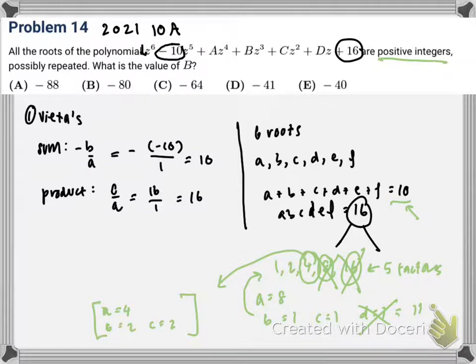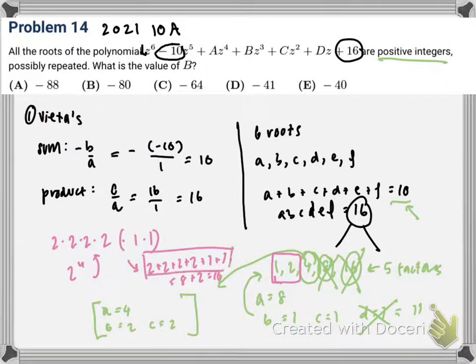If I go through all this, I realize that I'm going to have to stick to my smallest factors, which are 1 and 2. I'm going to have to use 2 times 2 times 2 times 2, so 2 to the power 4, which is 16, times 1 times 1. This doesn't change the product. When I add it up, I get 2 plus 2 plus 2 plus 2 plus 1 plus 1, which is 8 plus 2, which is 10. So this is the only combination that works: 2, 2, 2, 2, 1, 1.